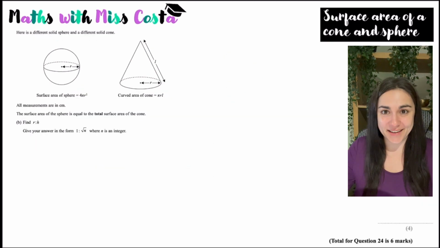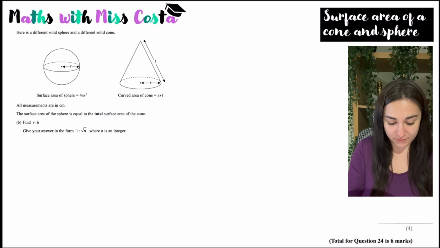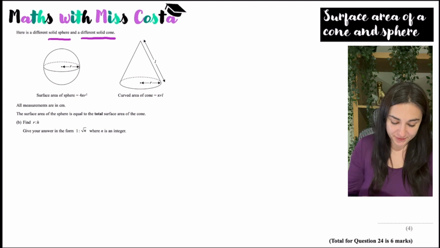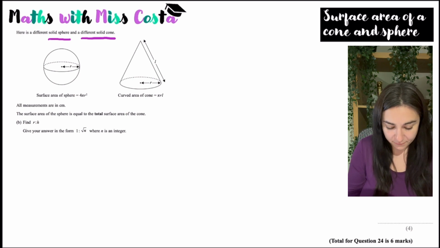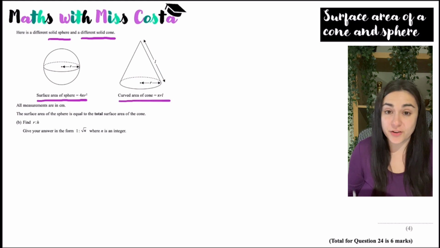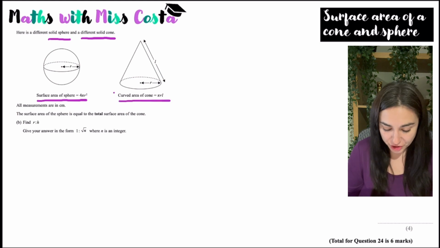Okay, so in this part of the question, we've been given a different solid sphere and a different solid cone. That means don't use any of the information from the last question, just focus on this part. I've been given the formula once again for the surface area of a sphere and, this is very important, just the curved area of a cone.